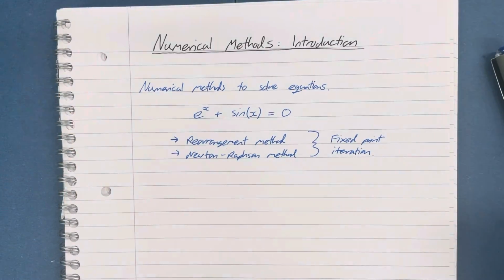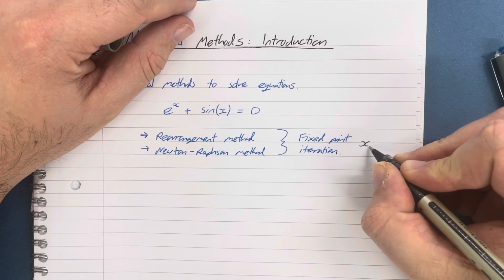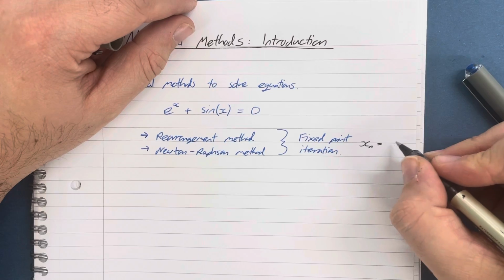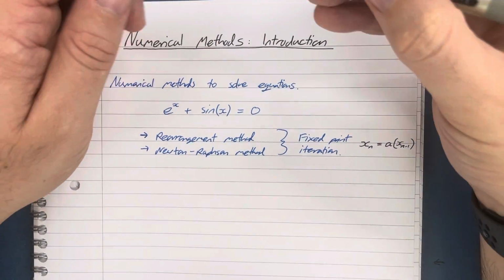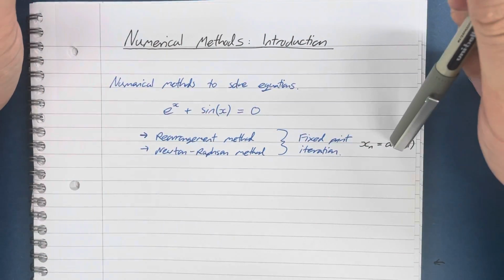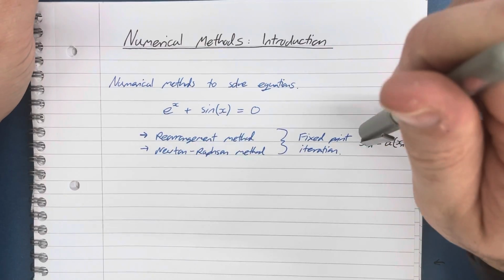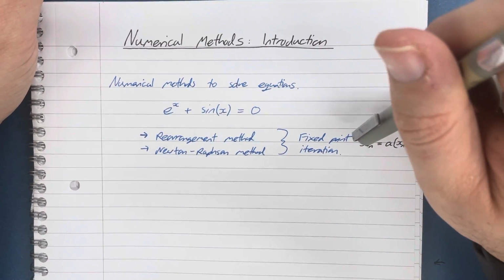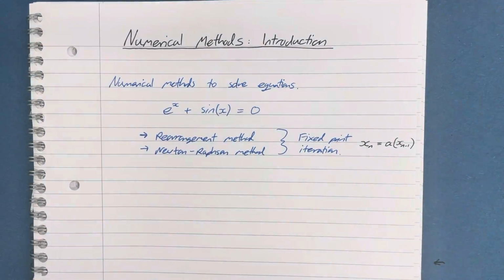What that means is when you come to actually execute the methods, you will have the next approximation is some function, let's call it a, of the previous approximation. And as you progress through the approximations, the values will either converge onto the correct root, or the method will fail and it will diverge away to infinity. Okay, so we're going to have videos on each of these to come.